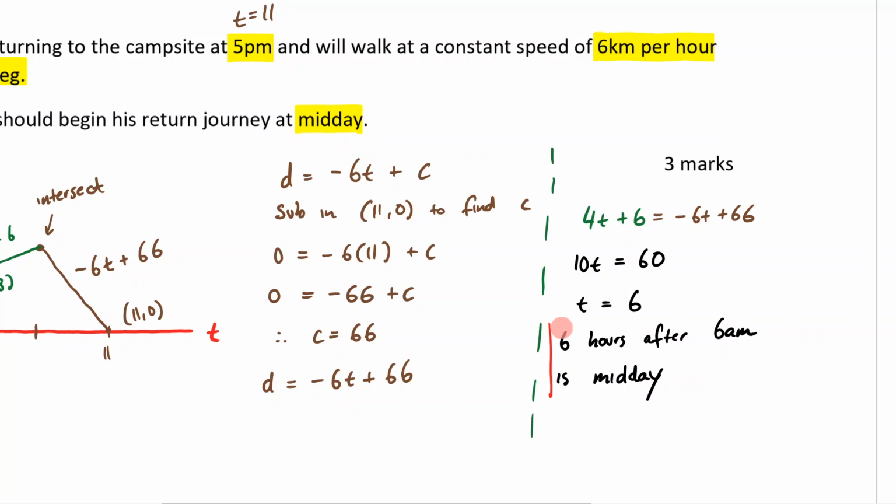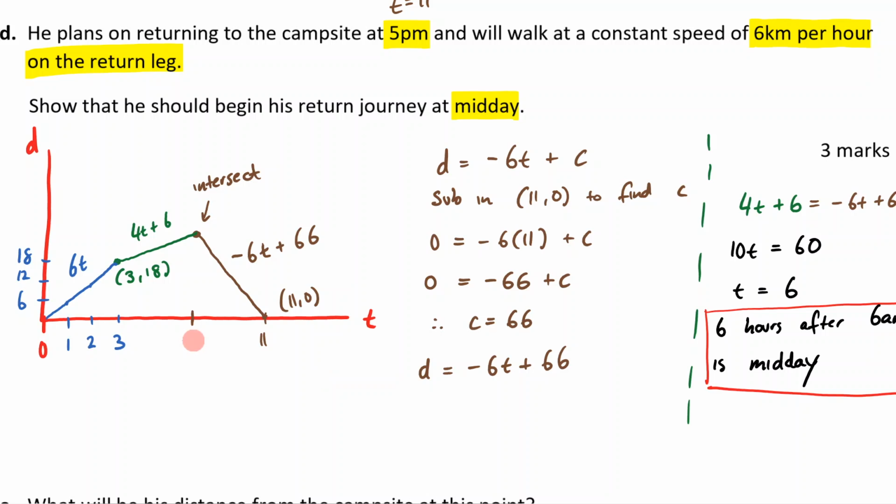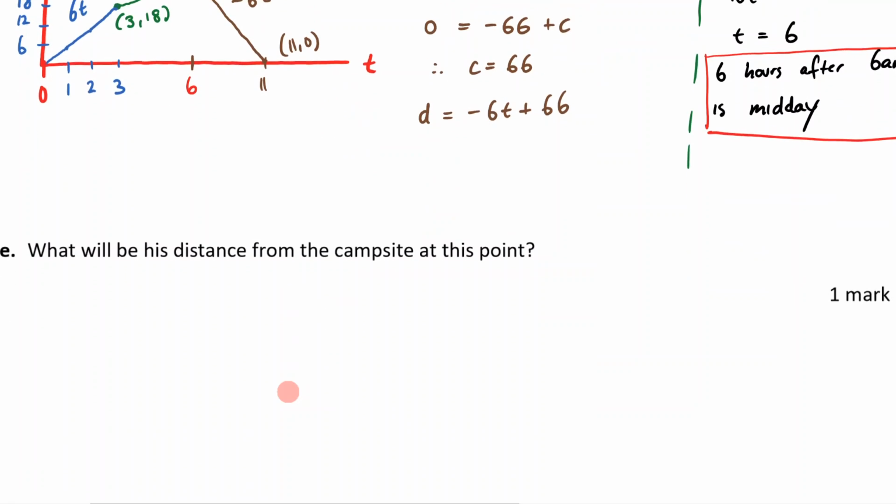So this right here. So 6 hours after 6 a.m. is midday, which proves that he needs to make sure that he starts heading back to the campsite at t is equal to 6, or in other words, midday, to make sure he's back by 5 p.m. So this was 6. Perfect. Okay, let's keep on going.